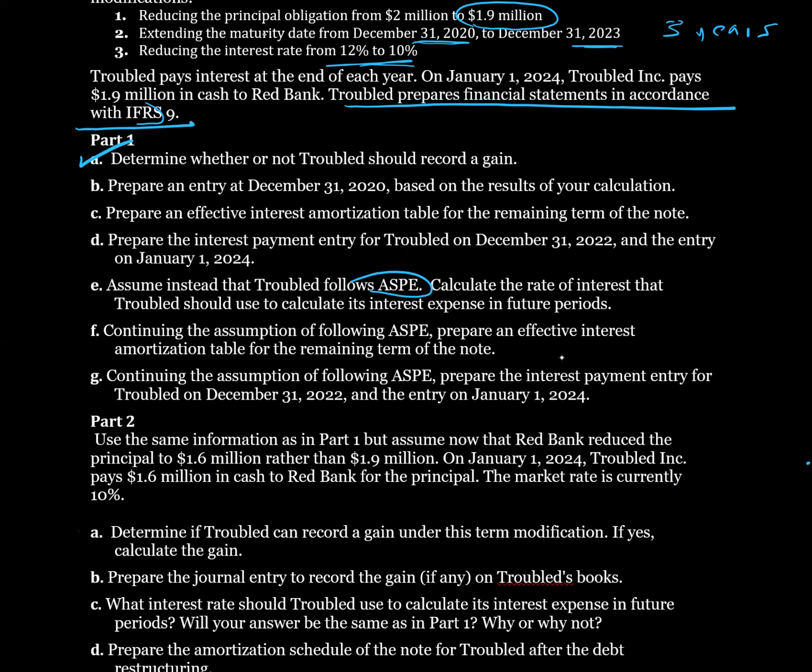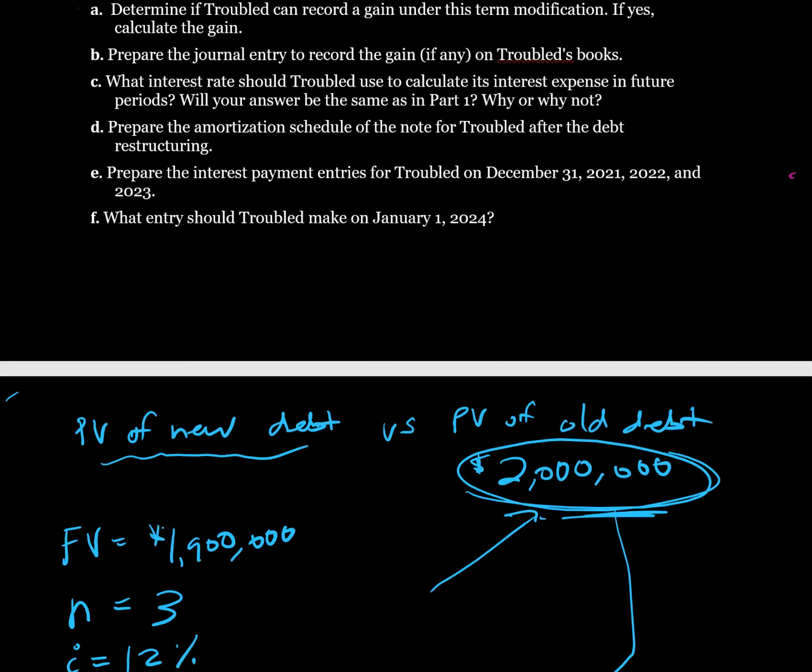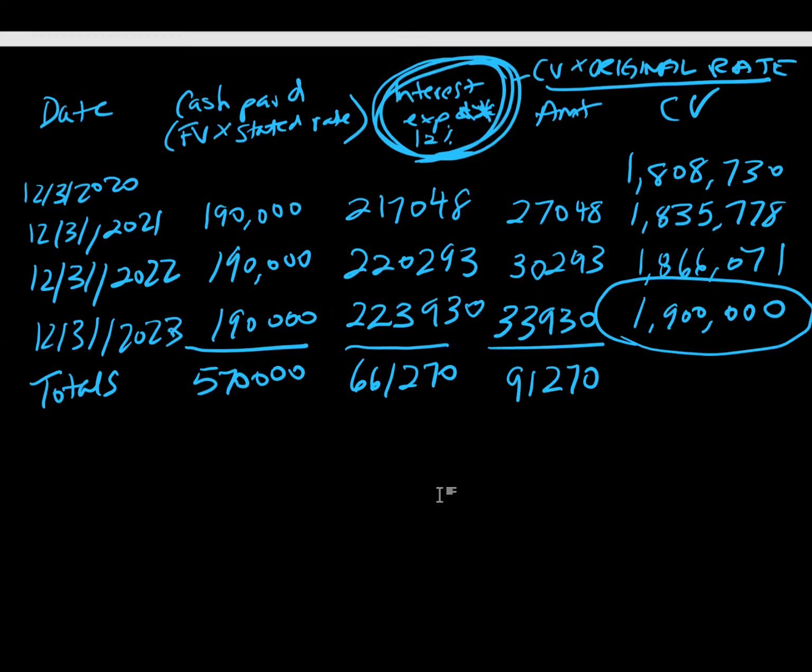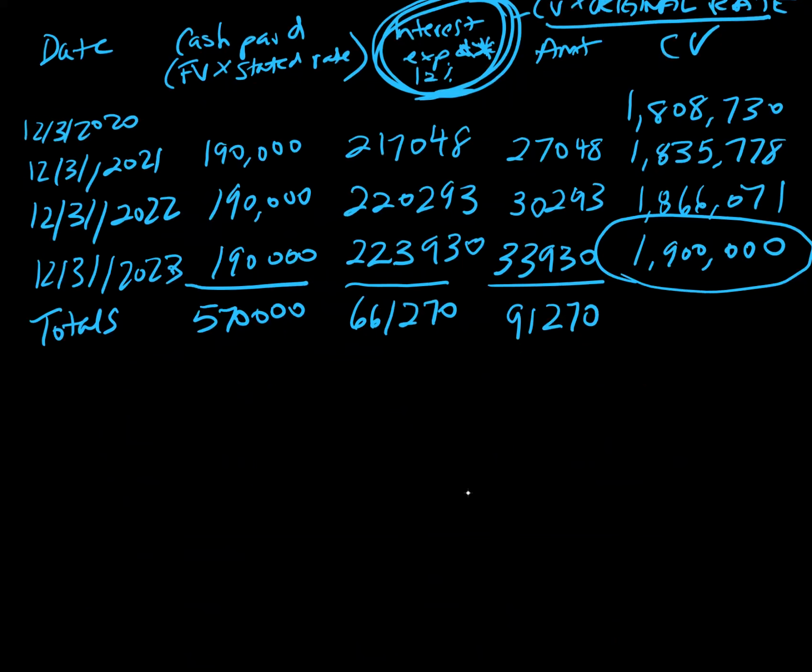So that's part A. You just saw the entry that we've recorded with the debit to the note payable, the decrease to the note payable, and the gain on restructuring. Prepare an effective interest amortization table for the remaining term of the note. We did that. And next we're asked to prepare the interest payment entry for Troubled on December 31st, 2022, and the entry on January 1st, 2024. Okay, so let's do those journal entries here. We're asked to prepare the journal entry for this period, 2022, and the maturity of the note, which is January 1st, 2024, one day after our amortization schedule.